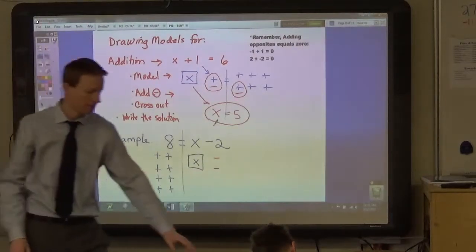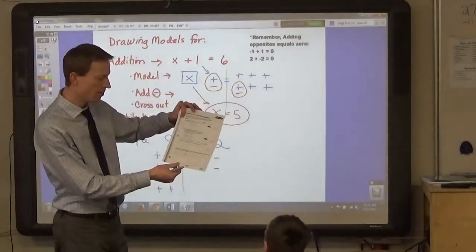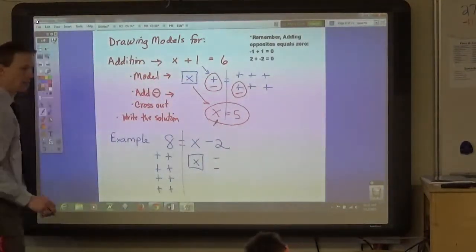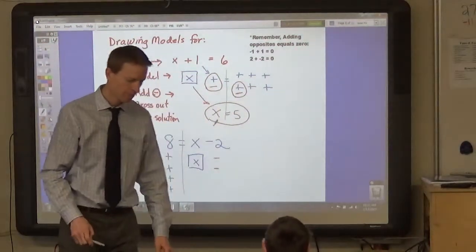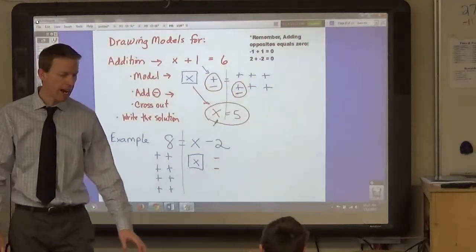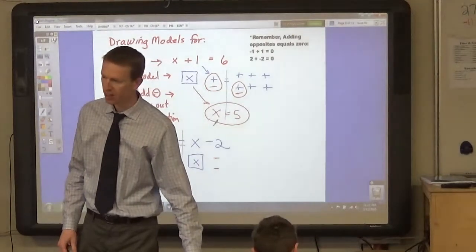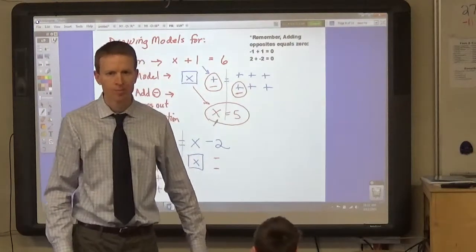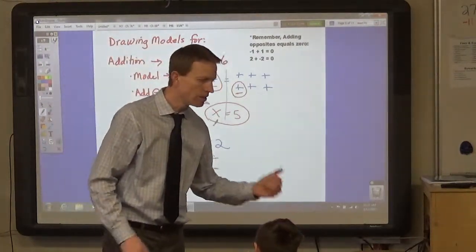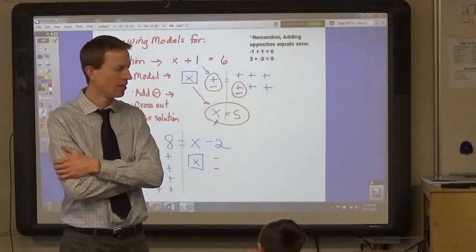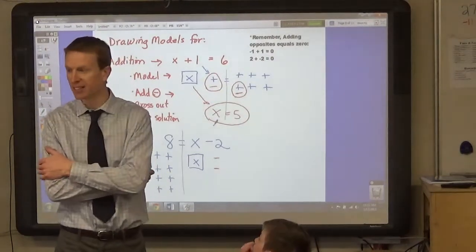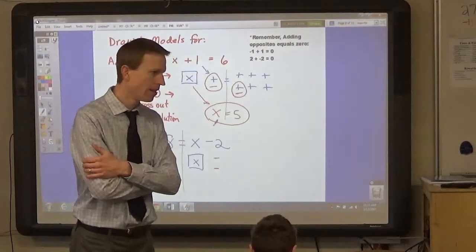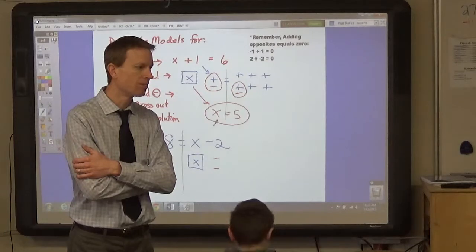Let's go to your assignment. At the bottom of the page. The first one is x plus 6 equals 12. What do you need to add to the left side in order to get rid of the 6? Negative. How many? 6. Add 6 negatives. Can we do that? Yep. Do that right now. Add 6 negatives.